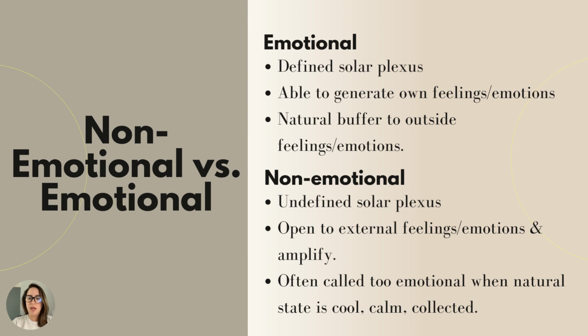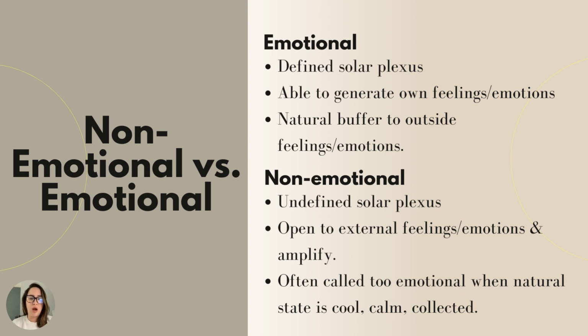Okay, and then for my non-emotionals, you guys, like I said, have an undefined solar plexus. So if you look at your chart and your solar plexus is white, has no color, it means that you're a non-emotional. So that means that you're open to external feelings and emotions, and you amplify those feelings and emotions of whoever you're around, whatever environment you're in, whatever situation you're put in, you're taking that on and then you're amplifying it.